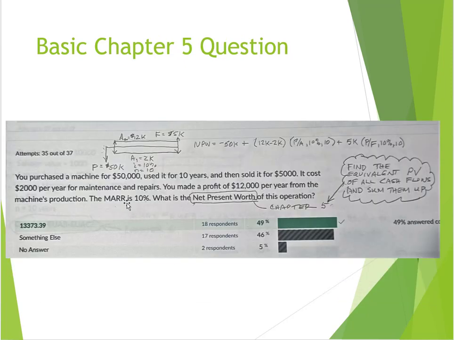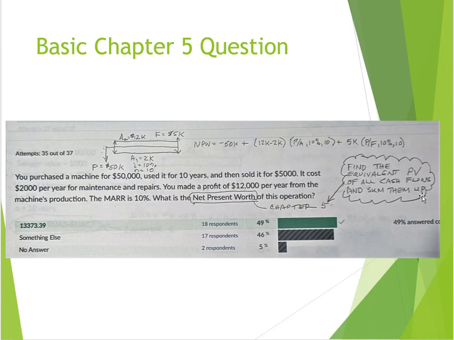There was one basic chapter 5 question on the quiz, and well, there were more than one, but this is the classic example of a chapter 5 question. You have a purchase price, a P value, in this case $50,000. It's used for 10 years and then sold at the 10th year. That's a future value, the salvage value of $5,000. You have a cost, a down arrow of $2,000 per year. That's a uniform series. And you have a profit of $12,000 per year, another uniform series. The MARR is 10%. What is the net present worth?